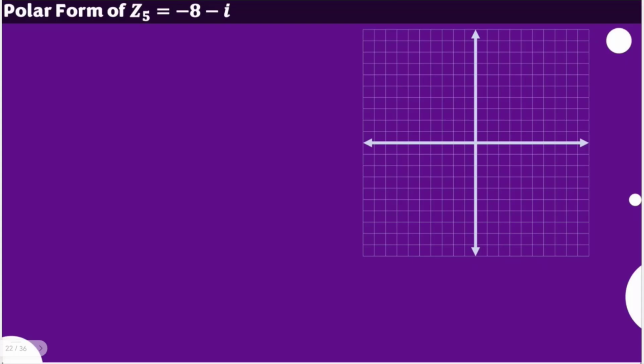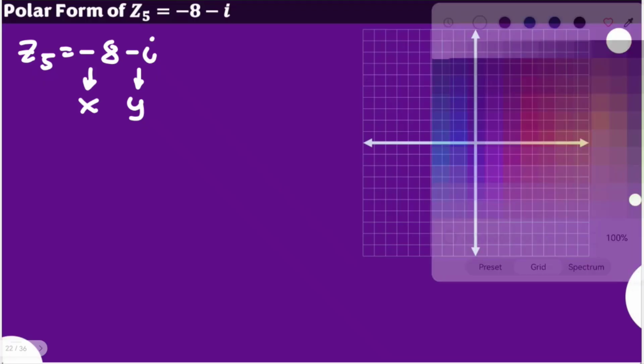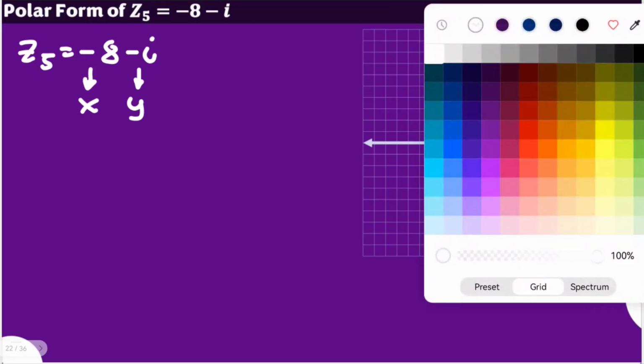Our last example of converting a complex number into its polar form is given here as our z sub 5. We have minus 8 minus i. Take note that the coefficient of the real part stands for our x, and the coefficient of the imaginary part stands for our y, because we can determine that by plotting it on our Cartesian plane to determine further what the needed requirements are.